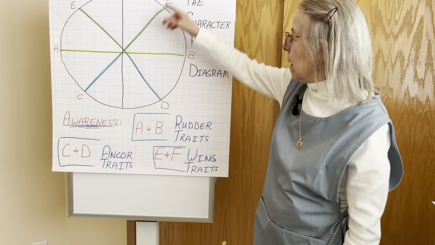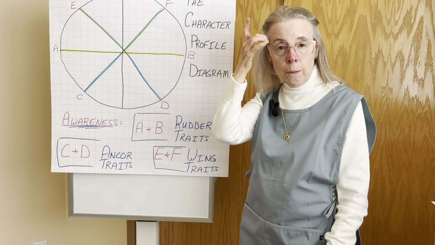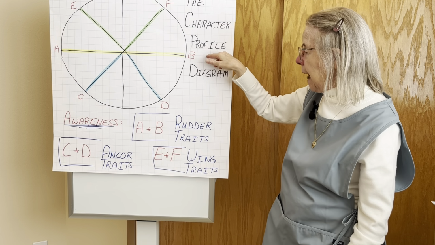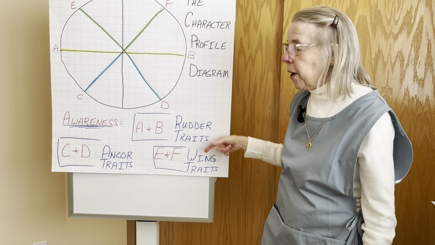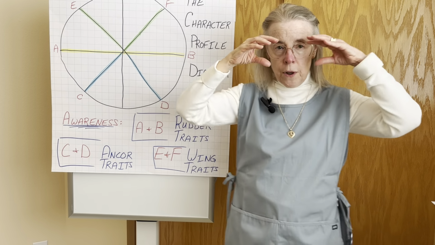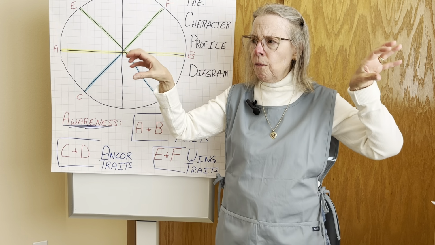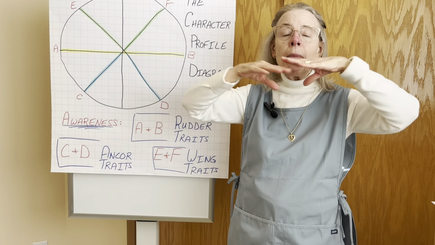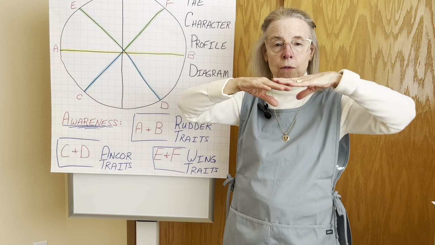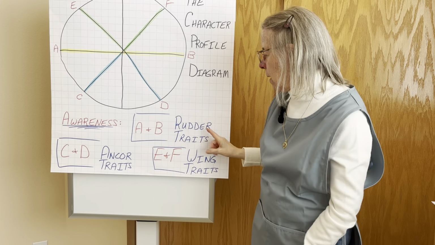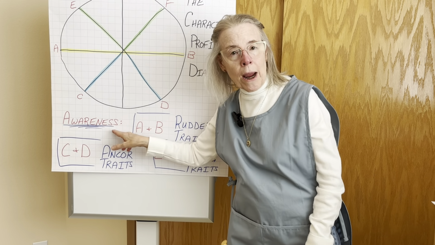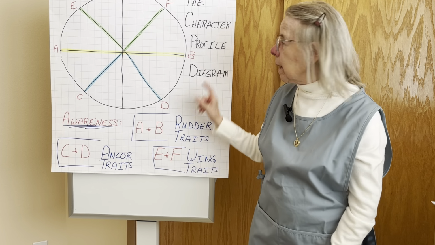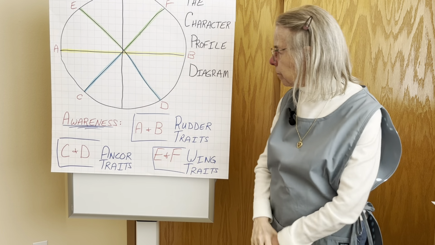And so last week, we highlighted some of the character positions and we gave them names. We said that the horizontal line A to B are what we call the rudder traits. Those are the character traits that form the struggles and decisions that the character is consciously making as the character goes forward in time. Those are the traits that he has the greatest awareness of.